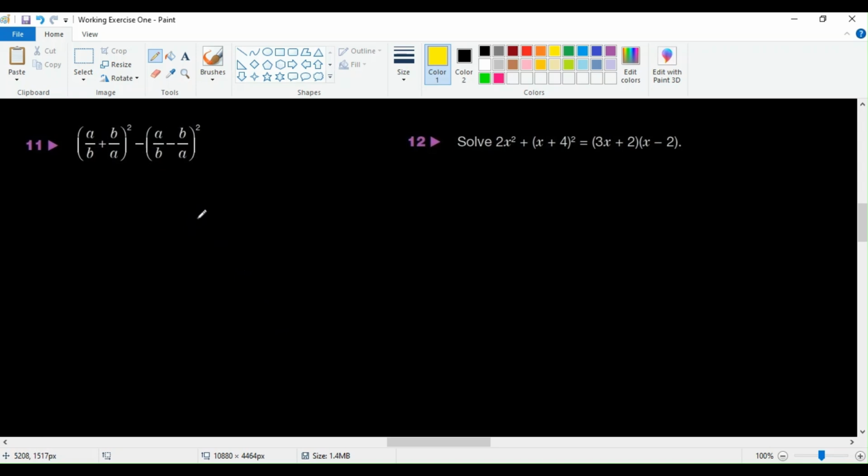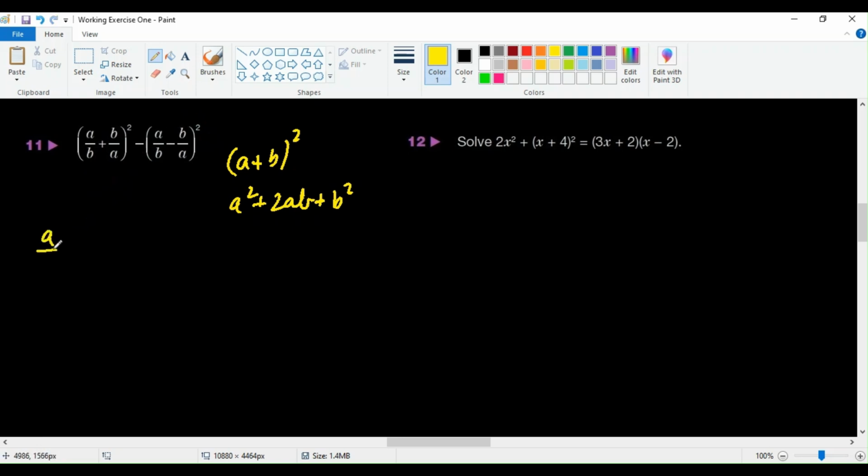Moving on to question number 11, it says that a over b plus b over a whole square has to be subtracted from a over b minus b over a whole square. So I will be opening this bracket or expanding this bracket using a formula, which is a plus b whole square is equals to a square plus 2ab plus b square. This is the formula. I'll be expanding this bracket. Okay, so let's do it this way. I consider this one as x or a, and this one as b, or xy, both are fine. So let's see how do we do this.